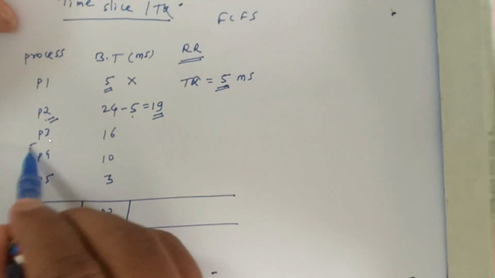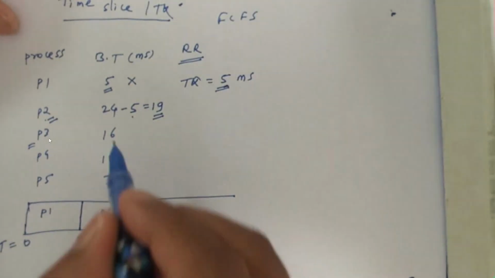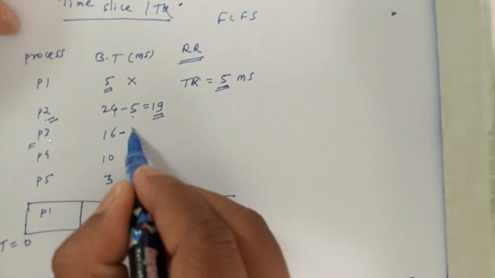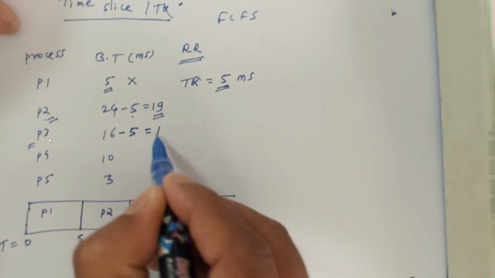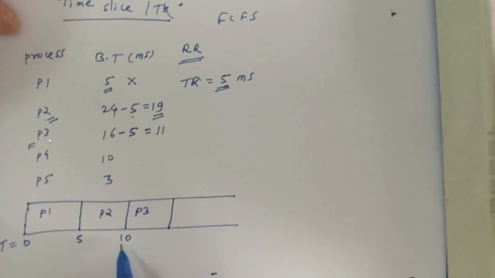Then process P3 is scheduled. Again it will execute for one time slice, process P3, and its burst time is 16. It has executed for 5 units, so the remaining time will be 11. So process P3 has also executed for 5 units, started at 10, so 10 plus 5, 15.